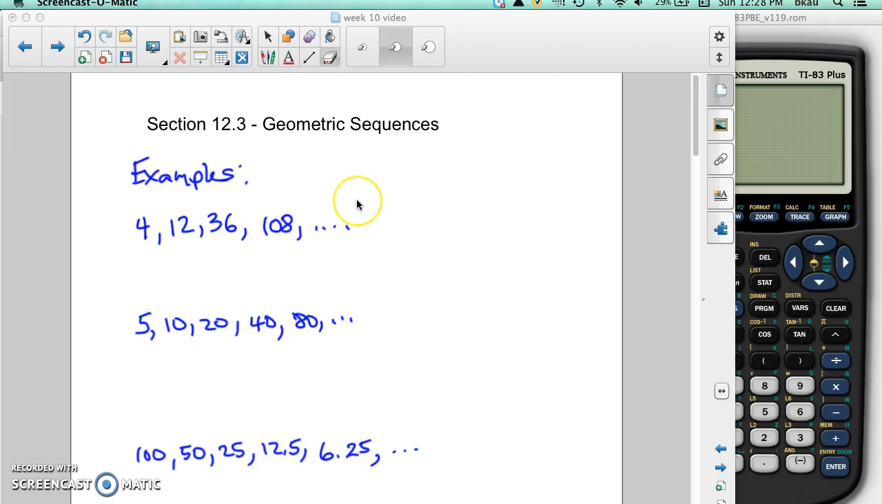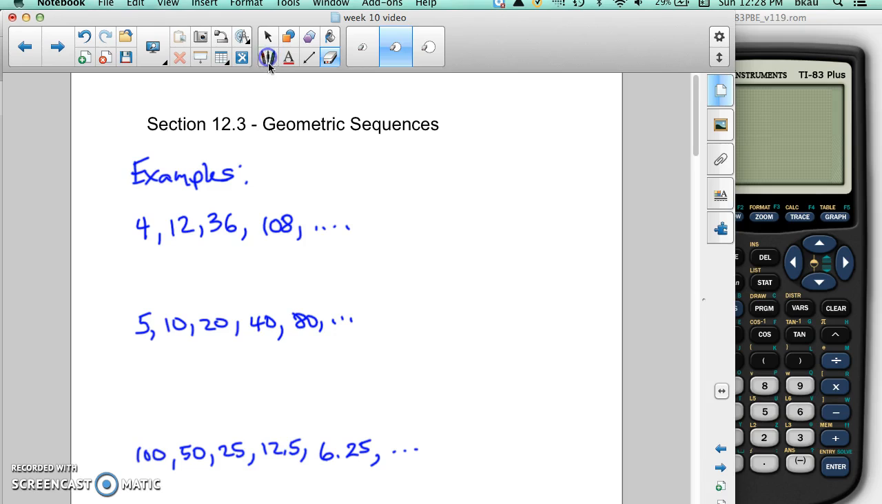Hello, and in this video we're going to be looking at geometric sequences. I've given you three examples of a geometric sequence in this first slide. My examples are 4, 12, 36, 108; 5, 10, 20, 40, 80; and 100, 50, 25, 12.5, and 6.25.